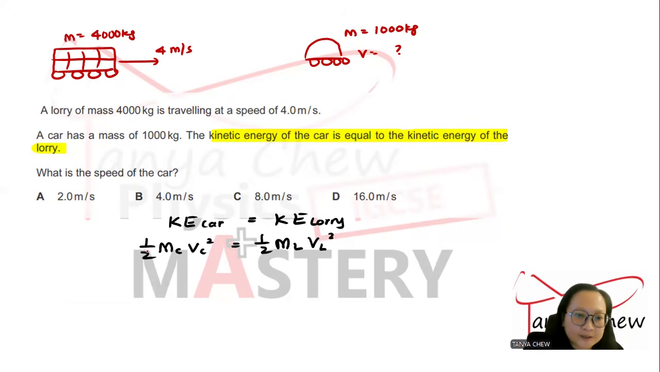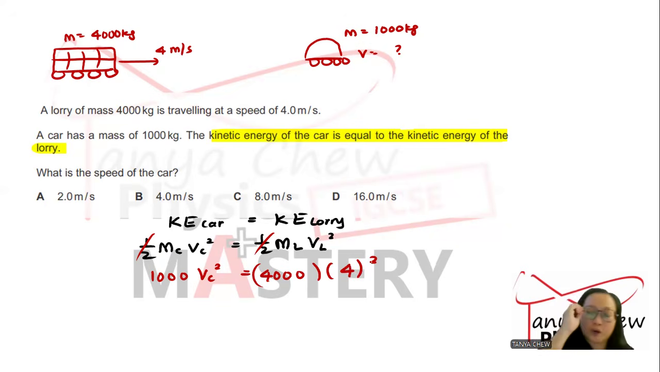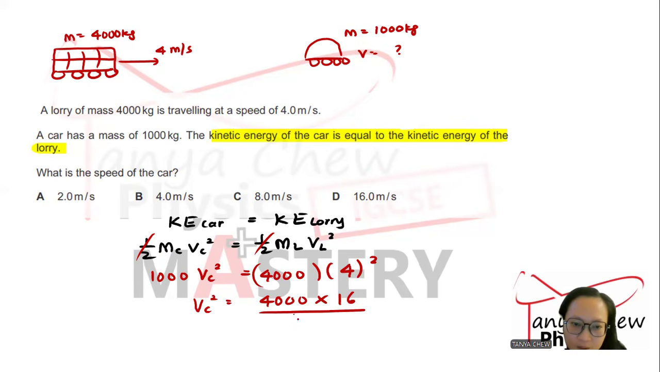Right now, I cancel the half. Sub in the value, mass of the car is 1,000. Speed of the car square is equal to mass of the lorry is 4,000. And the speed of the lorry is 4, but you have to square it. Be careful with the square. Right? So, speed of the car, you square, you get 4,000 times 16. 4 square, you get 16, divided by 1,000.